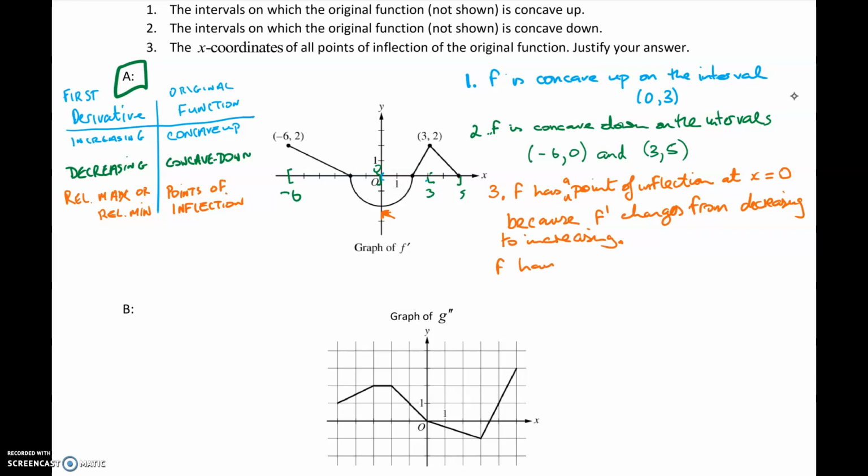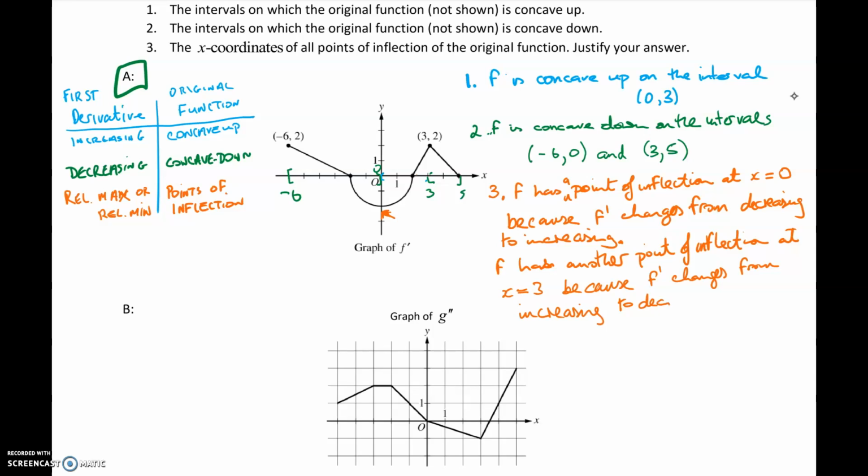And f has another point of inflection at, okay, so the other point of inflection is, if you look at this, from 0 across here it starts increasing, and then it's still increasing, but at 3 it reaches the top and then it starts coming down again. So at x equals 3, another point of inflection at x equals 3, because f prime changes from increasing to decreasing. Okay, so that's how you justify your answer here.